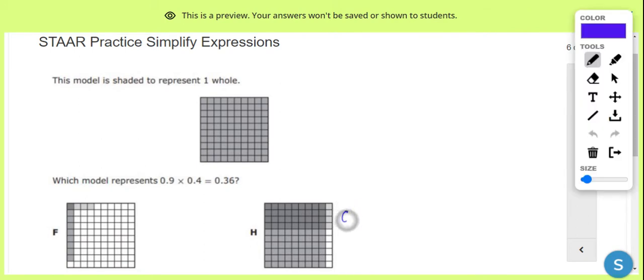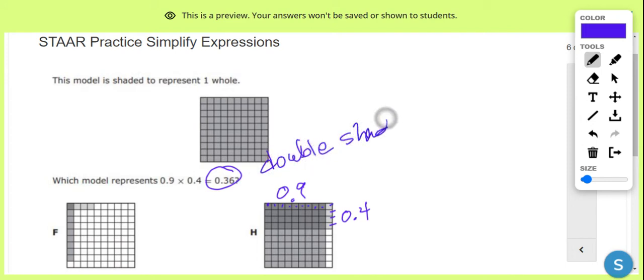You're looking at 0.4, 1, 2, 3, 4. And then we got 0.9, 1, 2, 3, 4, 5, 6, 7, 8, 9. Now we're looking for 36 that are double shaded. 1, 2, 3, 4, 1, 2, 3, 4, 5, 6, 7, 8, 9.